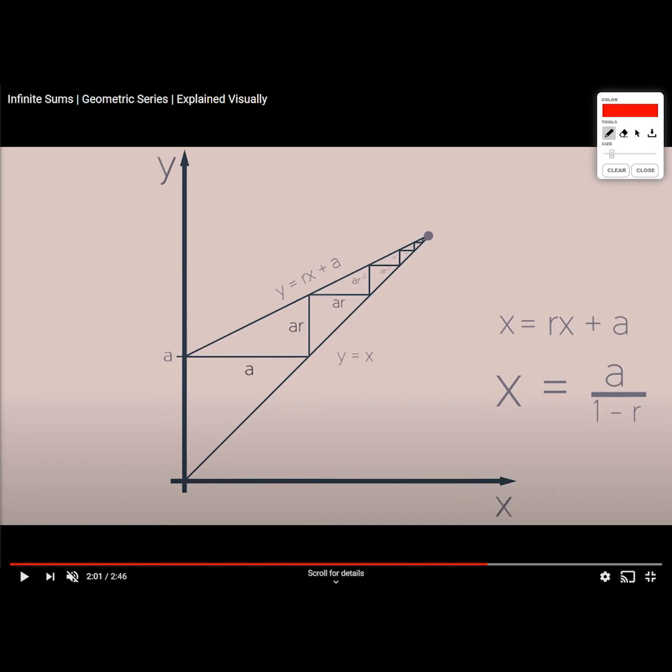I liked this video because it gave you a visual to prove to you that you could add an infinite number of numbers together, but not get infinity as your answer. Now, sometimes you will get infinity. It depends on the rate that you're multiplying by. So, first of all, let's talk about that rate.